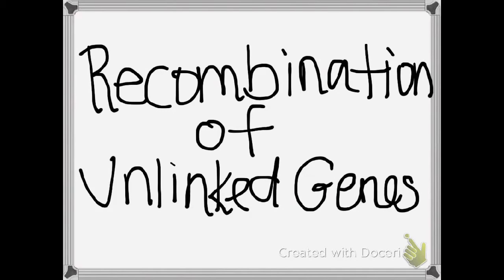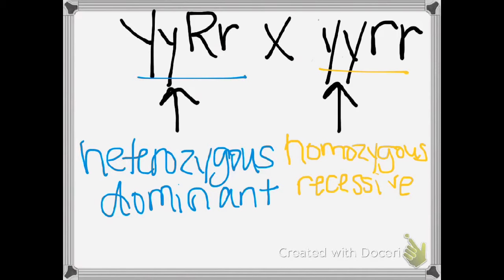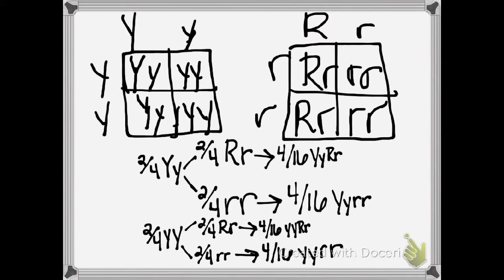Okay, this video is going to explain the recombination of unlinked genes. Through crosses of two different characters with different traits, Mendel learned that some offspring of these parents have traits that don't match either parent. By doing a cross similar to this one with a heterozygous dominant parent and a homozygous recessive parent, Mendel learned that 50% of the offspring will have the same phenotype and traits as one of the parents, while the other 50% will have a new phenotype with new traits that don't match either of the parents.